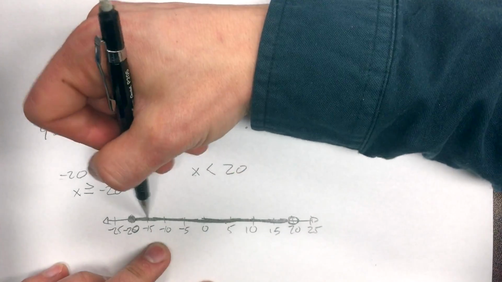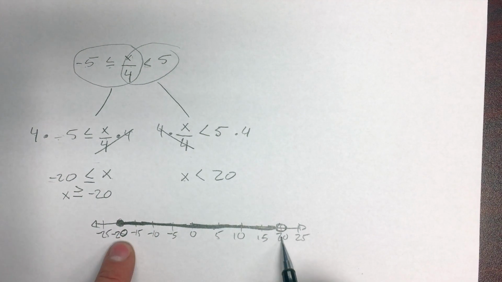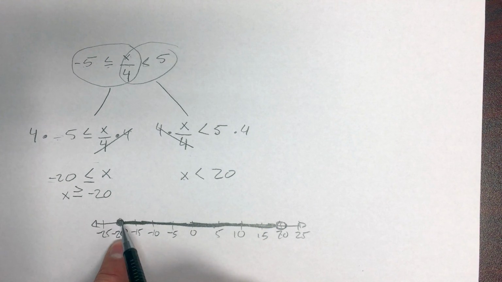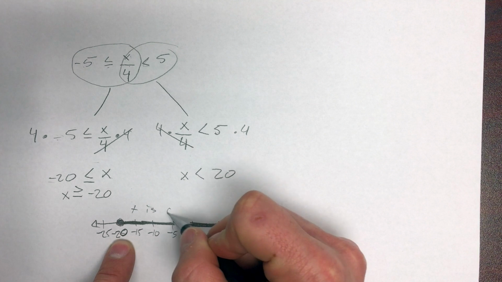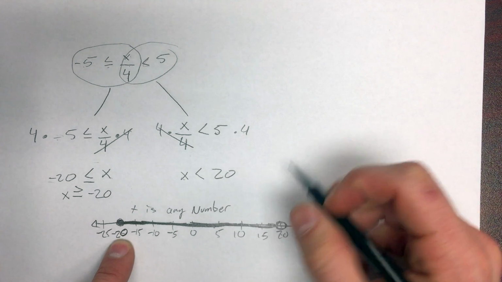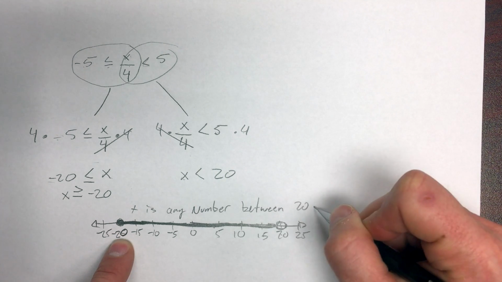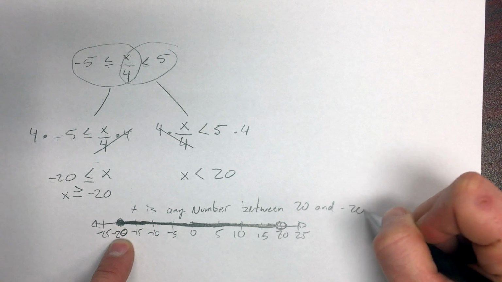The graph does not go off of the arrows, it just stays on the number line. Okay, so x is any number. This says that x is any number between 20 and negative 20.